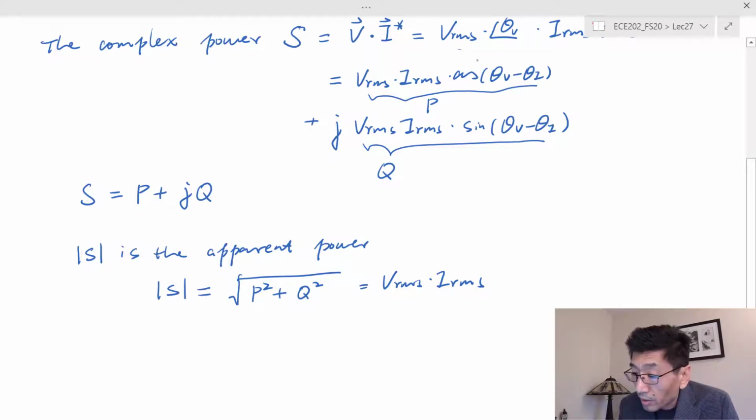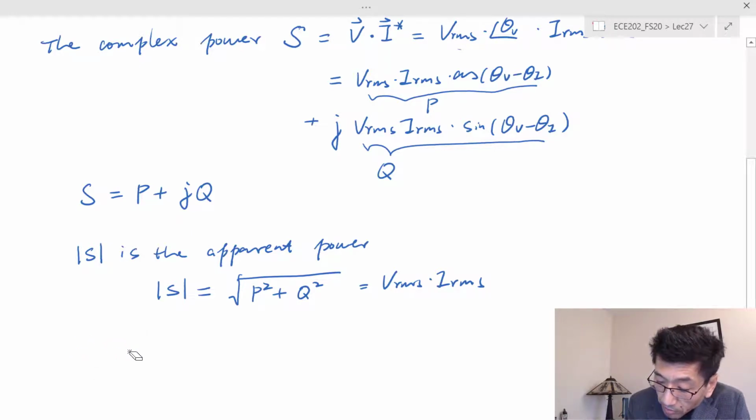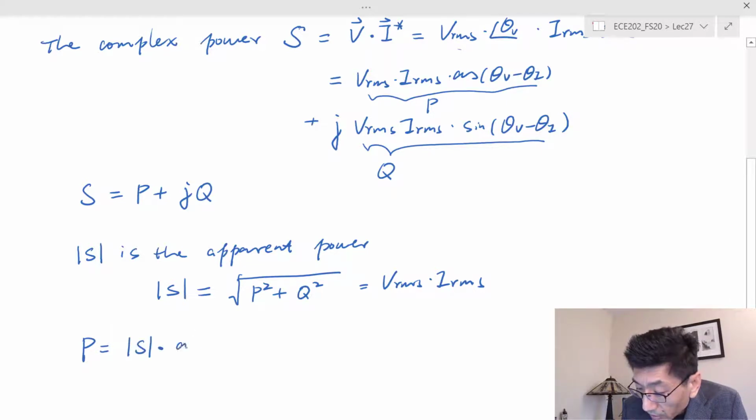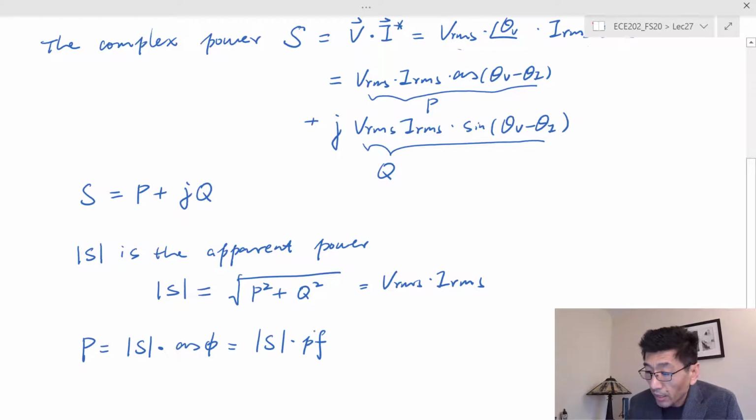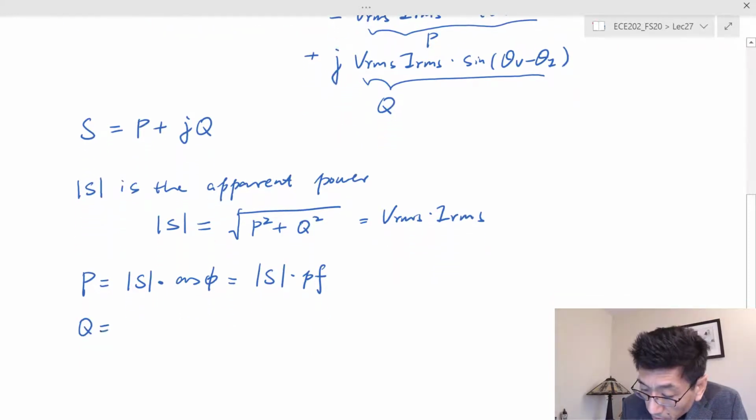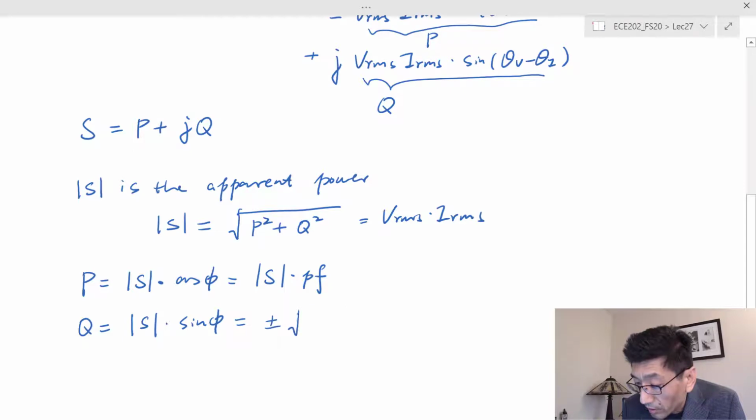And what else? If you look at these, we can write P as equal to the apparent power times cosine phi, that is, the apparent power times the power factor. And Q is equal to S times sine phi. So this could be plus or minus the square root of 1 minus PF squared, times the apparent power.